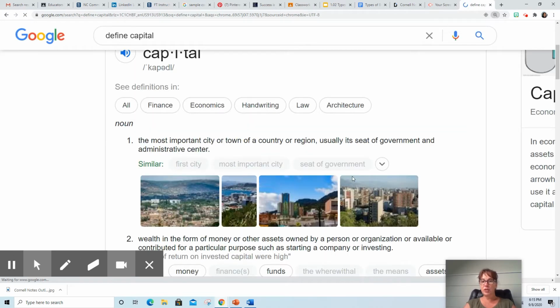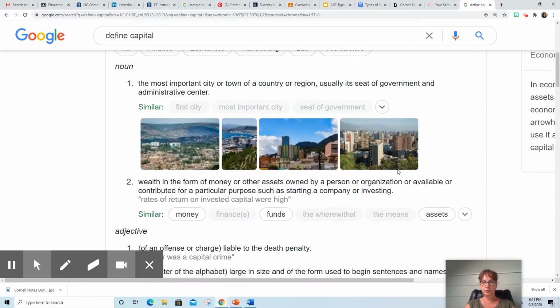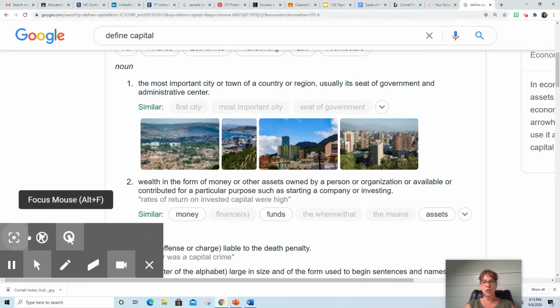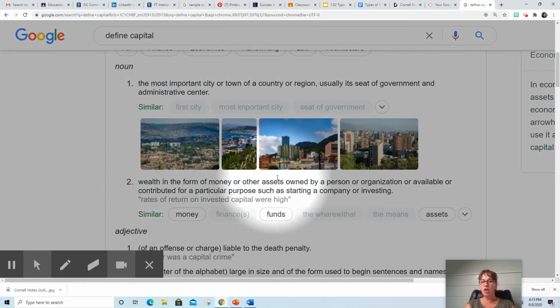So I've zoomed in a little bit, probably a little bit too much. And if we look here, the most important city or town of a country or region. Well, the capital it's referring to there would be like our capital for North Carolina is Raleigh. So that is not what we're referring to. So then we're going to come to the next one. Wealth in the form of money or other assets owned by a person or organization or available or contributed for a particular purpose, such as starting a company or investing.